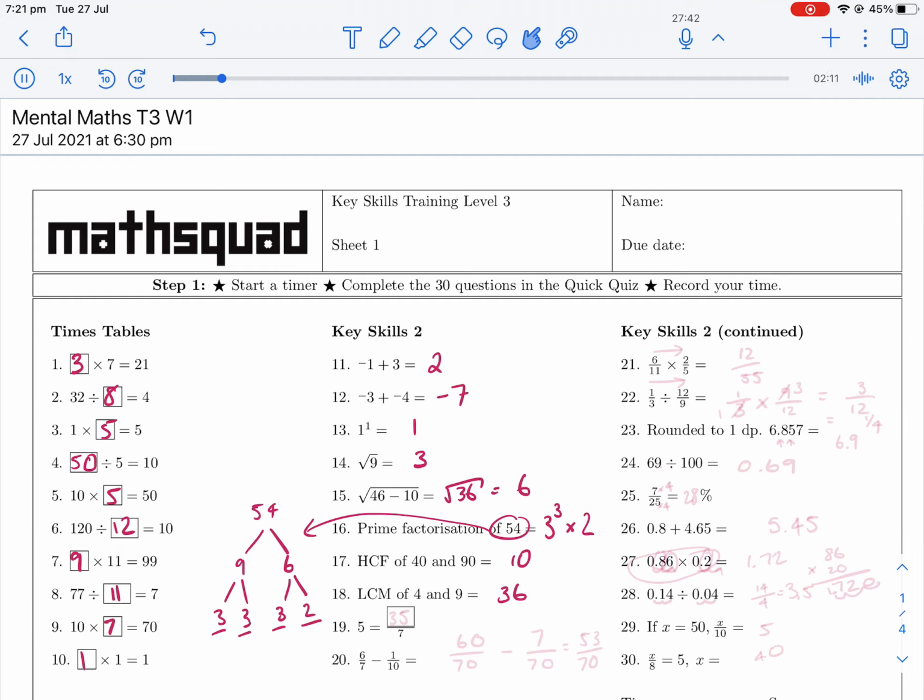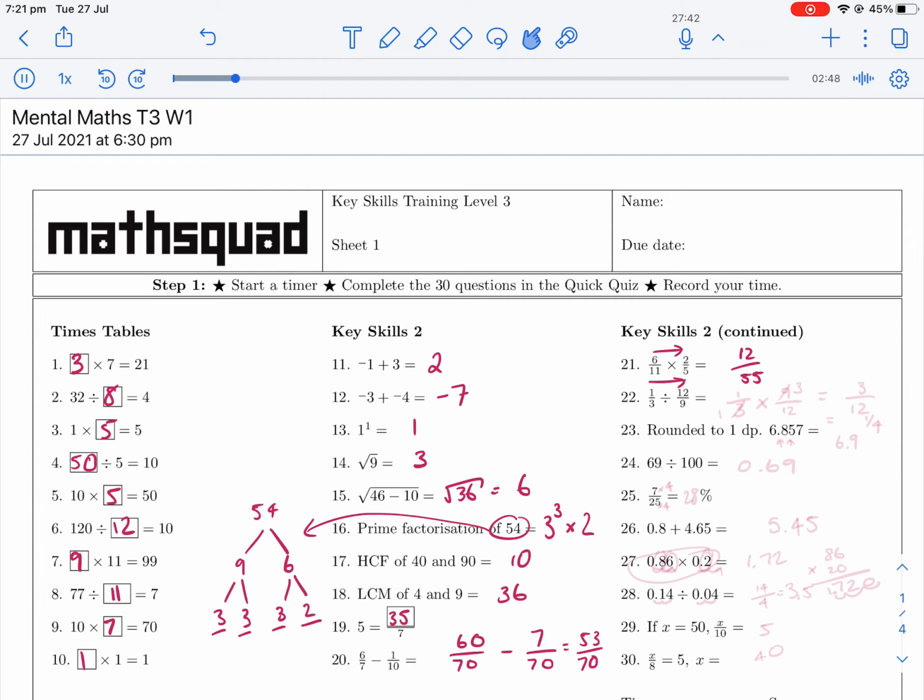5 equals something over 7. 35 divided by 7 is 5. Different denominators, so let's make the same. 70, 70. So you end up with 53 on 70. Alright, straight across the top, straight across the bottom, 12 on 55.